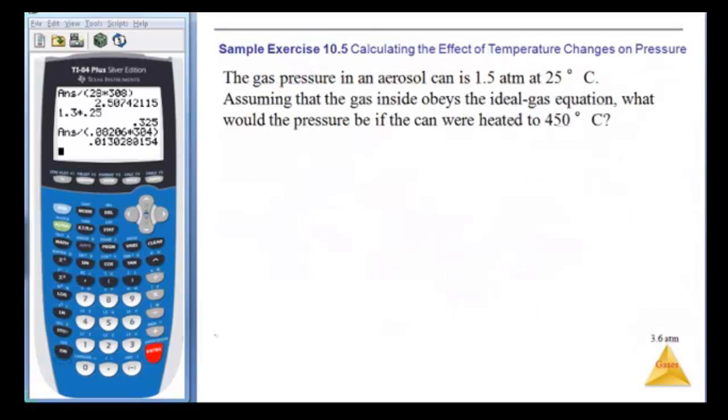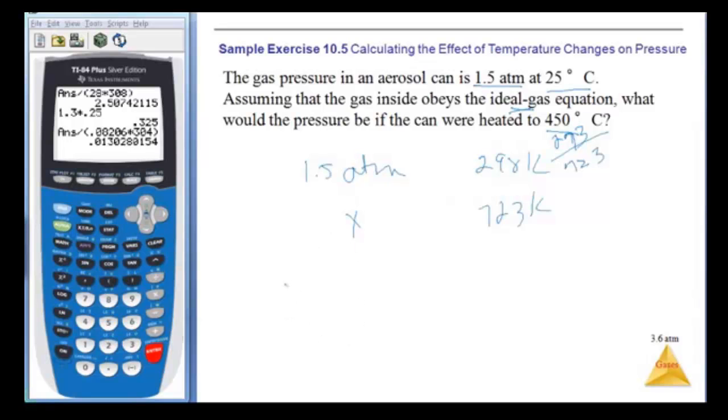Okay, a gas pressure in an aerosol can is 1.5 atm at 25 C. Assuming the gas inside obeys the ideal gas equation, what would the pressure be if we heated the can to 450 C? Okay, so it talks about the ideal gas equation, but in fact that's not really what you need here. What we have is a change in conditions. We're starting at 1.5 atm at 25 degrees C, which is 298 K, and we are heating it up to 450, which is 723 K, and it wants to know what's happening to my pressure.